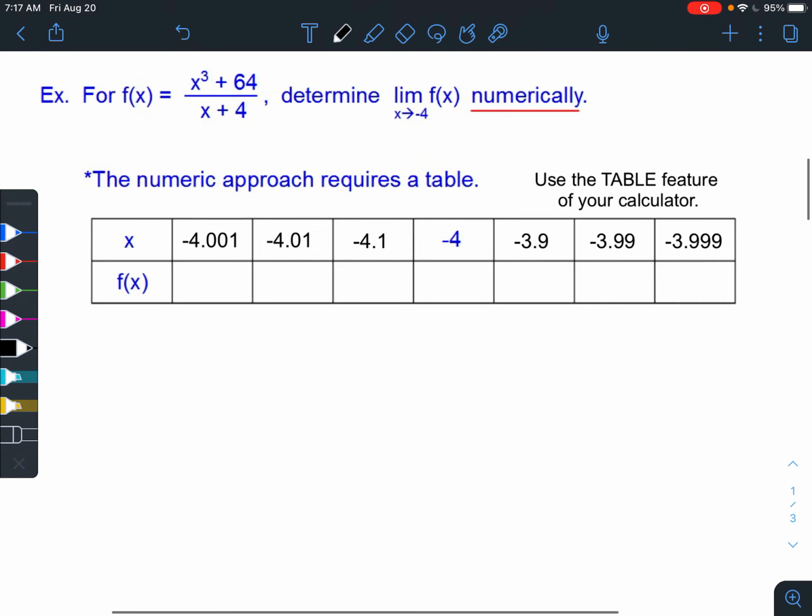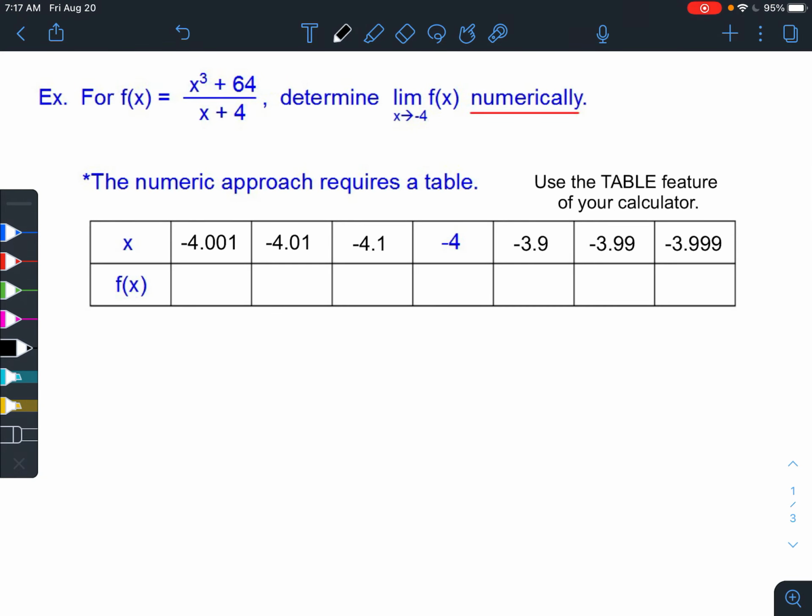We've got f of x equals x cubed plus 64 over x plus 4, and I want to determine the limit of f of x as x approaches -4 numerically. And as you can kind of see here, we're going to require a table for this sort of thing, so we can think our way through it.